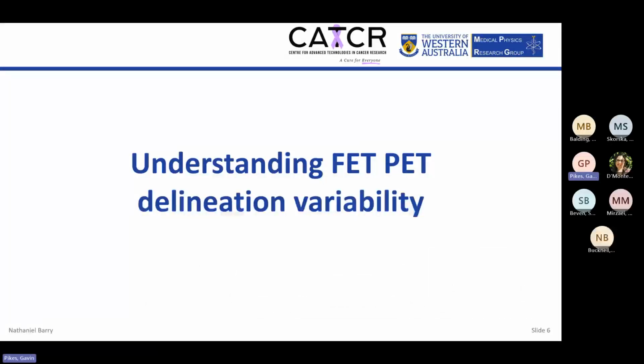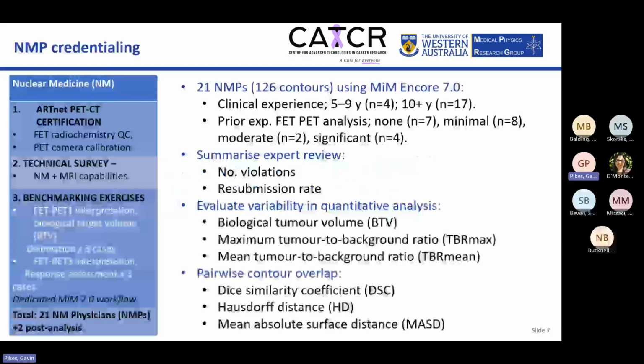So how do we first understand FET-PET delineation variability? I got a good understanding about this from nuclear medicine physician credentialing. In particular, I want you to focus on the benchmarking exercises, which had 3 cases at that FET1 time point for tumor delineation, and 3 cases at that FET3 time point for response assessment and image interpretation. So this was quite a large credentialing study with 21 nuclear medicine physicians and analysis of 126 different contours, and a wide variety of prior clinical experience with FET-PET.